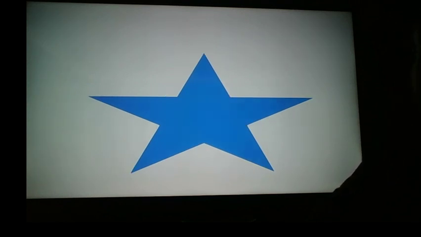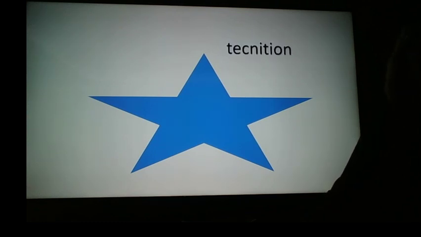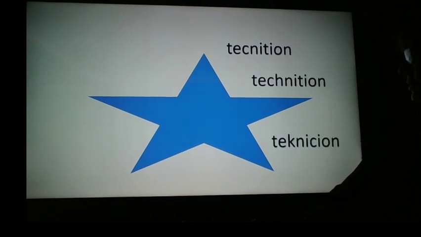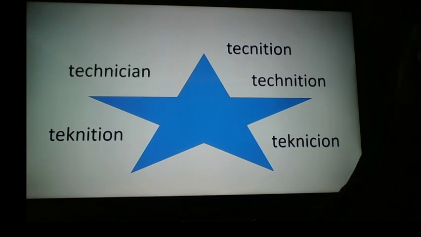What about the next word? Oh, this is an interesting one. Technician. How do we spell technician? And what's really important about the spelling of this one is the end. Now you will know when you look at the end of words that sometimes in English there are different ways in which we can do the shun sound. So how would you spell technician?